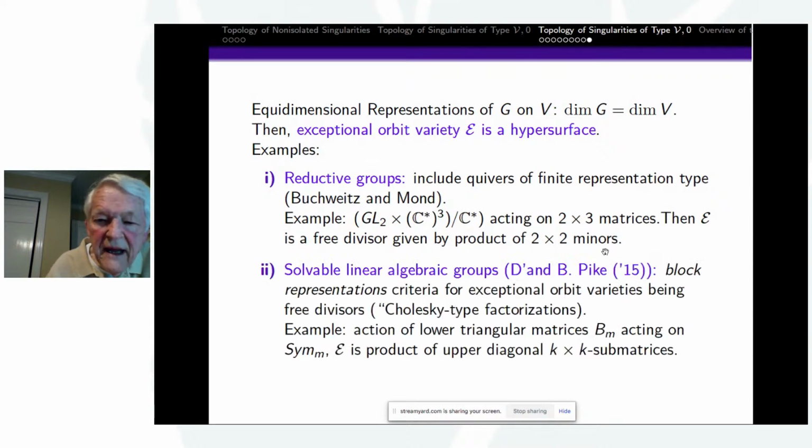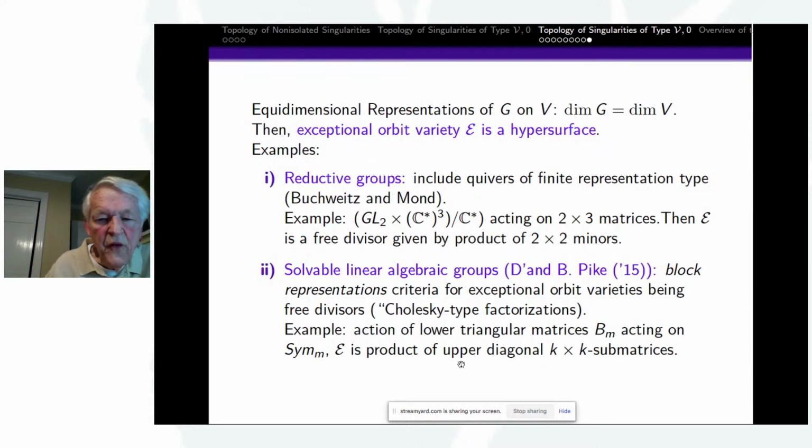interested in understanding. A similar thing happens, for example, in the case of symmetric matrices, except now here we use what are called solvable linear algebraic groups, and there are certain conditions where, again, we can deduce that the exceptional orbit varieties are free divisors. And one that's especially relevant: if you look at the action of the group BM of lower triangular matrices acting on the M by M symmetric matrices, then E is a product of, sorry, I left something out. The product of the determinants of these upper diagonal K by K submatrices.